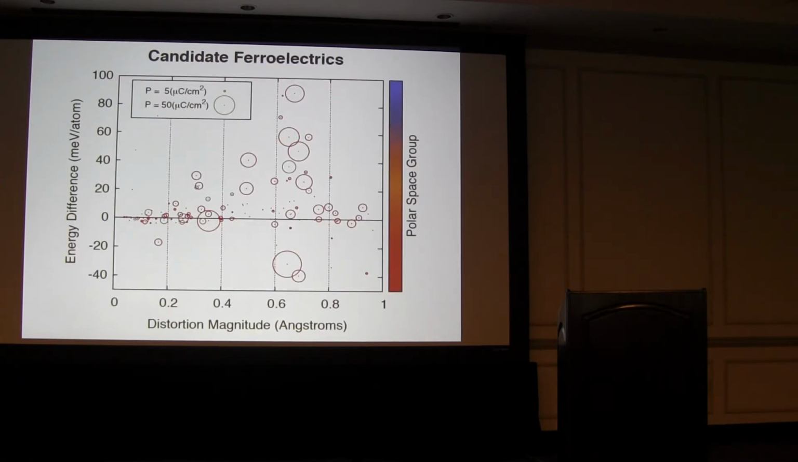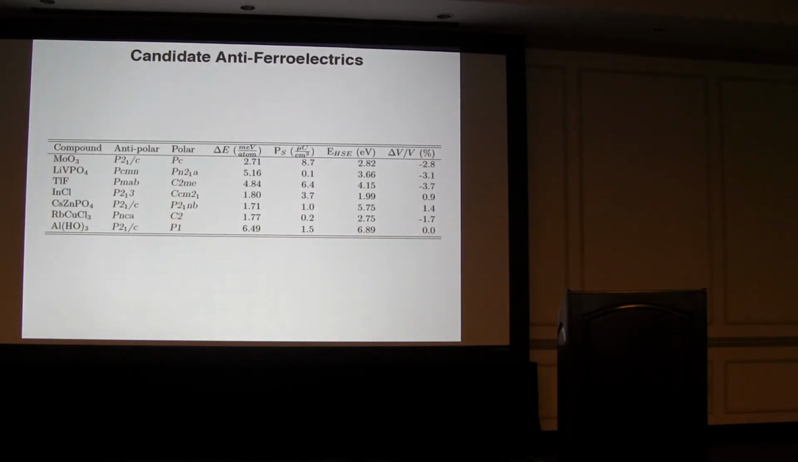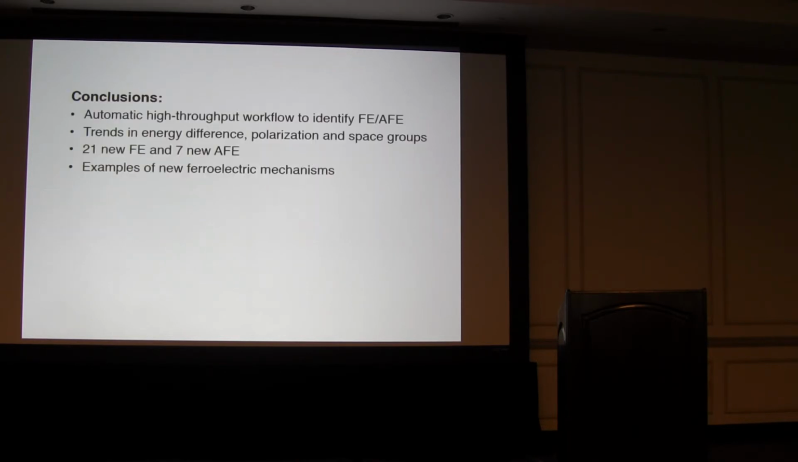And finally, we can also go back and look for antiferroelectrics. So if the ground state is antipolar, we find about 7 new antiferroelectrics with the antipolar and polar space groups, a small energy difference between these 2 structures, polarization and band gaps. And some of them have rather small band gaps that could be useful for photovoltaic application.